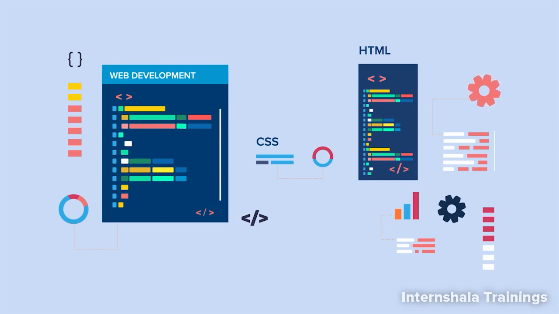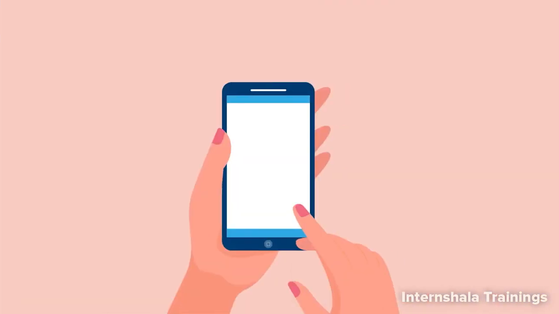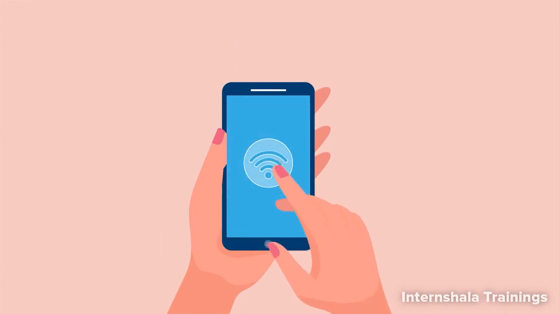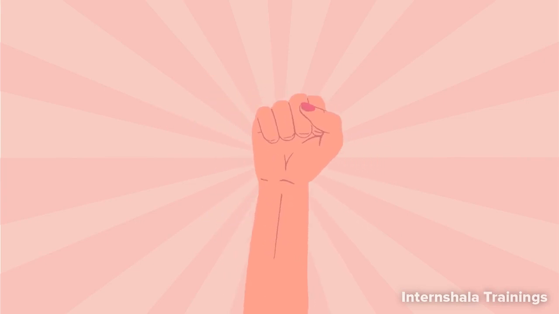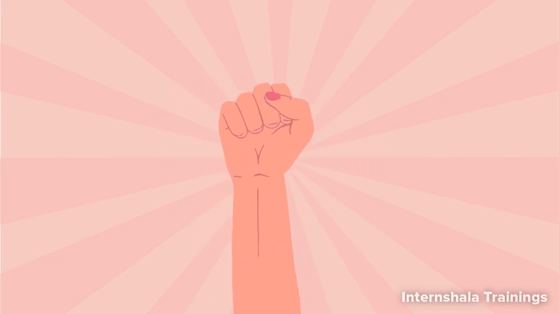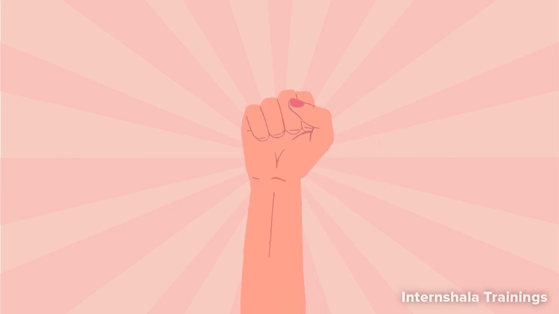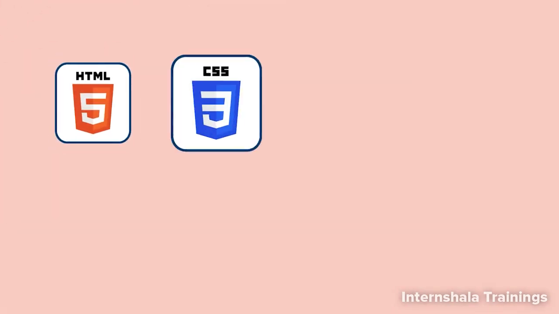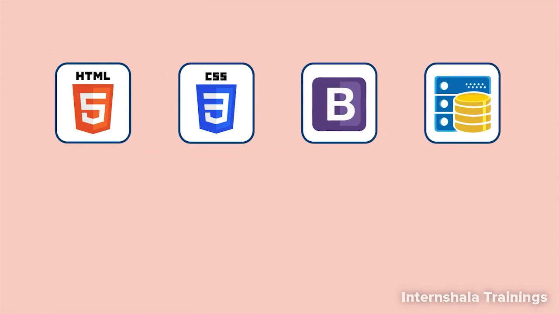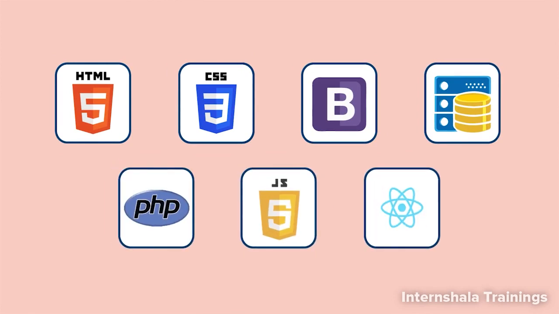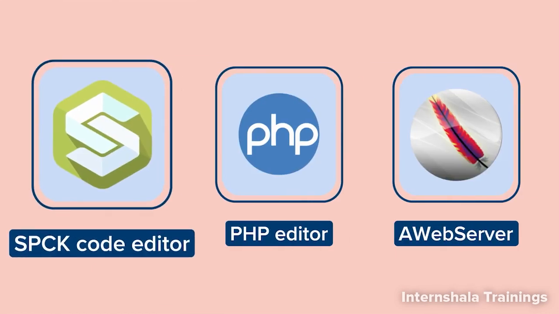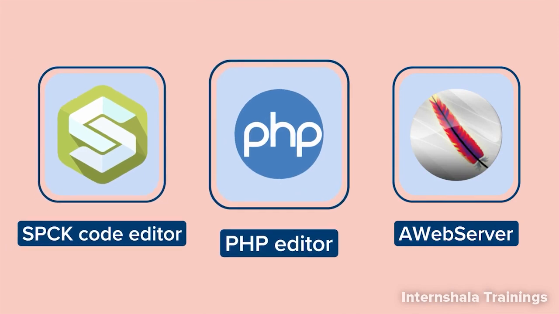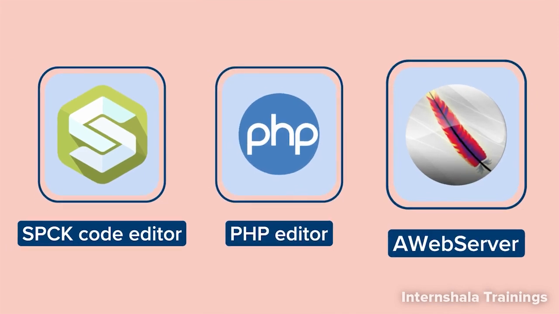For this, you need basically three things: a mobile phone, a working internet connection, and the most important thing, the desire to learn. So let us first have a look at all the web technologies which you are going to learn in this training. We have HTML, CSS, Bootstrap, DBMS, PHP, JavaScript, and React. Now, to practice these web technologies on mobile, you need to install the SPCK code editor, a PHP editor, and a web server application from the Play Store.